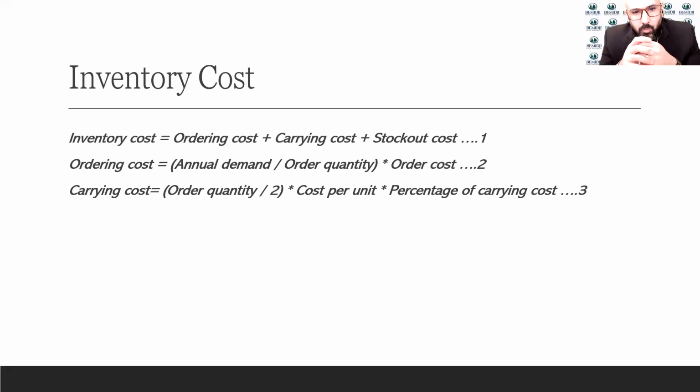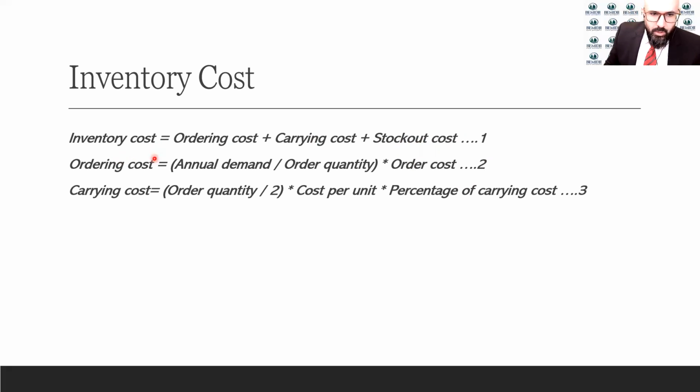When we talk about inventory cost, we talk about three types of cost: ordering cost, carrying cost, and stock out cost. The equation we'd use for the inventory cost is adding all these three types of cost together: ordering, carrying, and stock out. The stock out cost is sometimes ignored, saying we don't have any stock out cost, so it's considered as zero. So eventually the inventory cost would be the ordering cost plus the carrying cost. However, if there's information about the stock out cost, we could include it here.